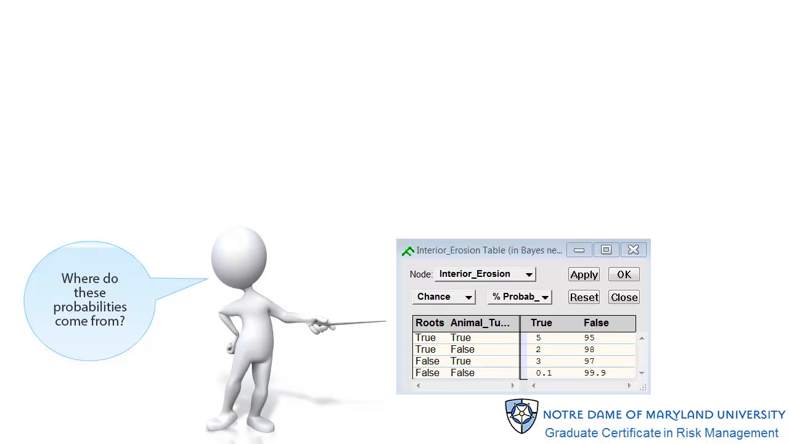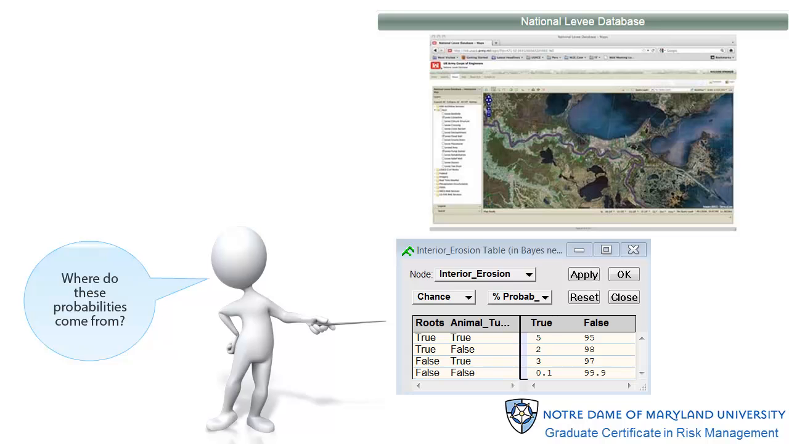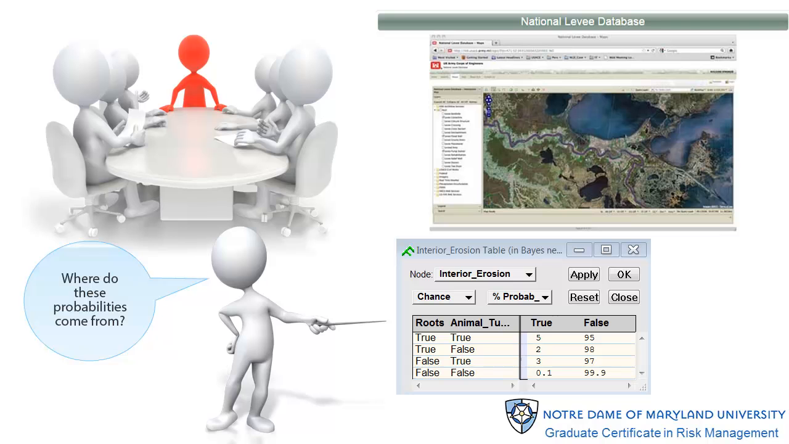How do you estimate the kinds of probabilities you see in the table here? You use the best available data. In this case, the National Levee Database would be that source of information. And then you would supplement it as needed with expert elicitations.